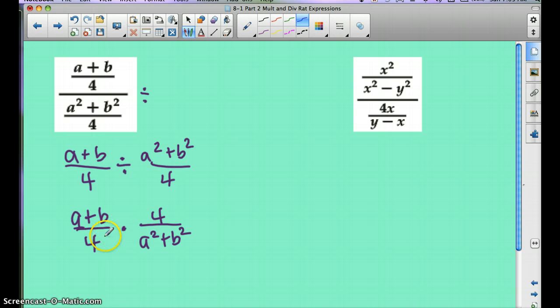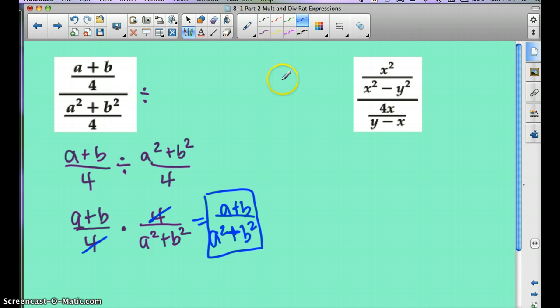So when we do that, we want to factor out common factors. So the 4's will cancel out. Now, can a squared plus b squared be a factor? No, it cannot. So we're just going to leave it as (a plus b) over (a squared plus b squared), because a squared plus b squared cannot be factored. It could only be factored if it had a minus sign.